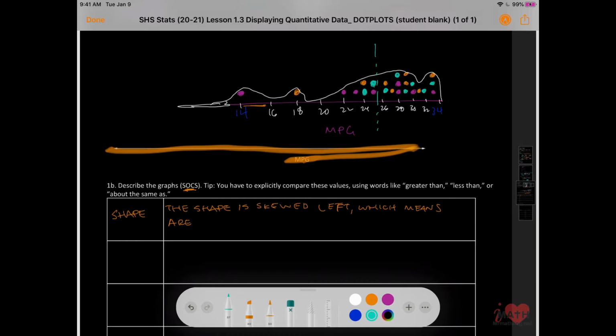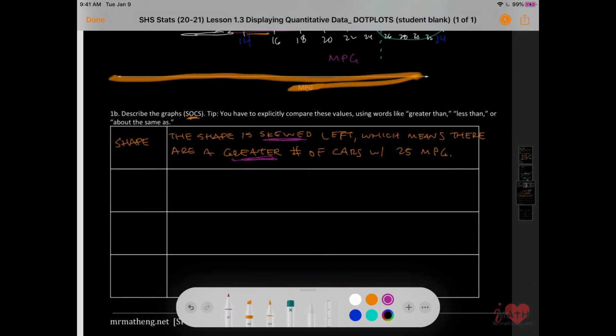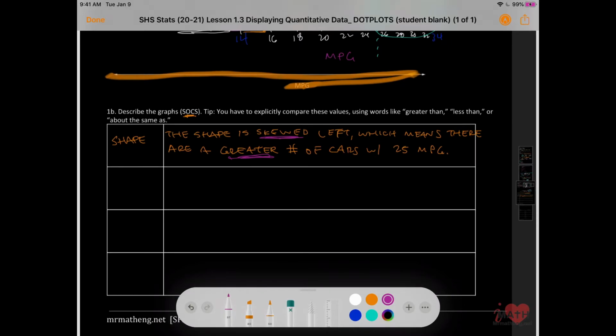Where's most of our data? Most of our data is on the right side, so we can say, which means there are a greater number of cars with 25 miles per gallon. Check how I used the word greater in there. I have the word skewed. You could have said something like multimodal, maybe, like what we learned above. That would have been fine. But the skewed is the big one.